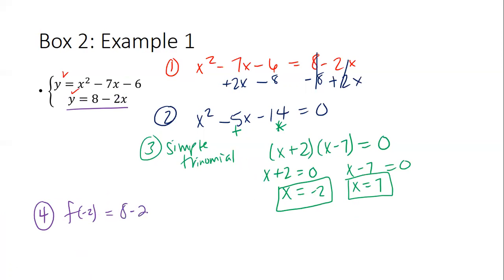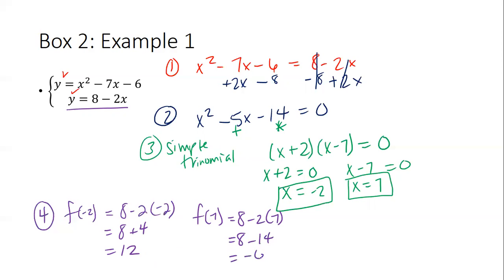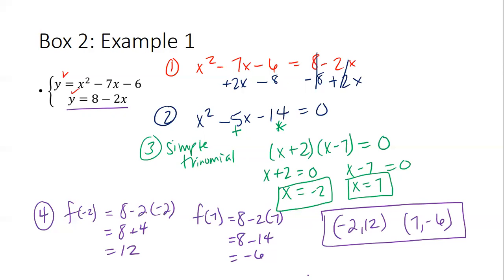So 8 minus 2 times negative 2 equals 8 plus 4, which equals 12. Agreed? Then I'm going to do f of 7. So f of 7 equals 8 minus 2 times 7, which equals 8 minus 14, which equals negative 6. So my solutions are negative 2, comma, 12, and 7, comma, negative 6 are the solutions to that system.